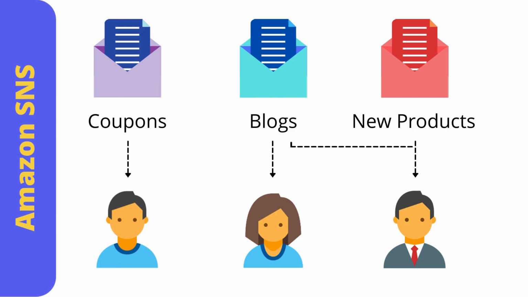Subscribers will now receive updates immediately for only the specific topics to which they have subscribed. It is possible for subscribers to subscribe to a single topic or to multiple topics. For example, the first customer subscribes to only the coupons topic, the second customer subscribes to only the blogs topic, and the third customer subscribes to both the blogs and new products topics.